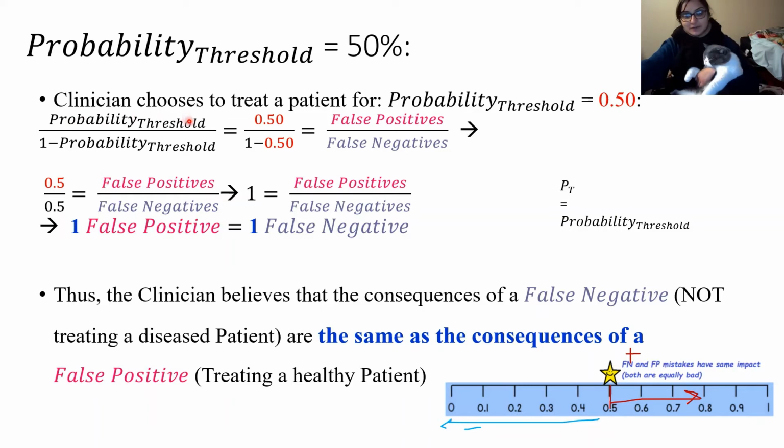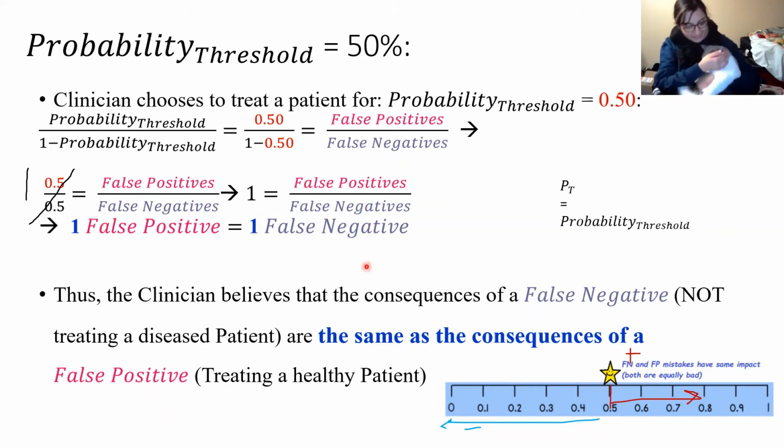Plug into this formula 50% over 1 minus 50%, and then set that equal to false positives over false negatives. So when we simplify this, this is just 0.5 over 0.5, and that is equal to false positives over false negatives. So this just cancels out to being 1. So then we just have 1 equals false positives over false negatives. So here 1 false positive is 1 false negative.